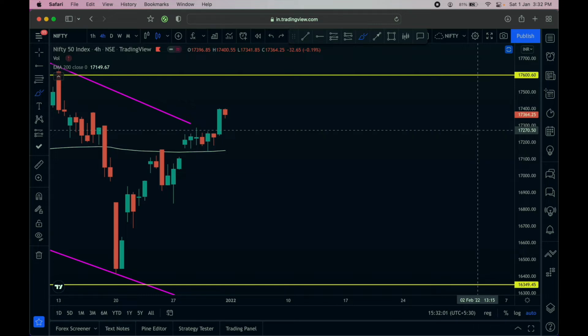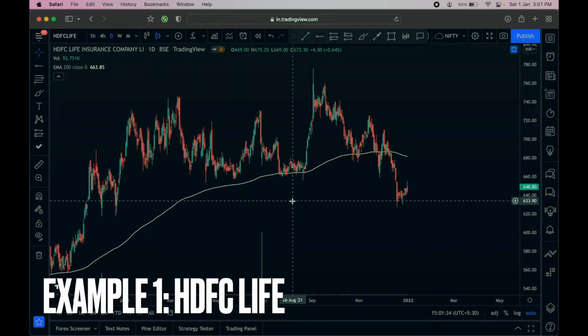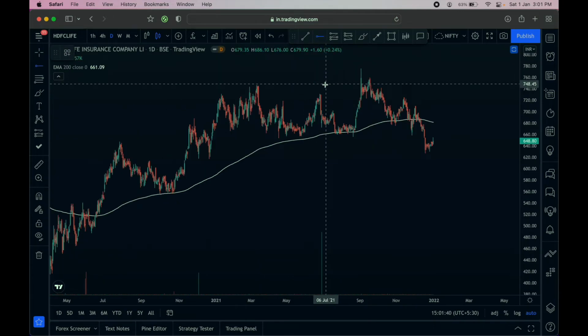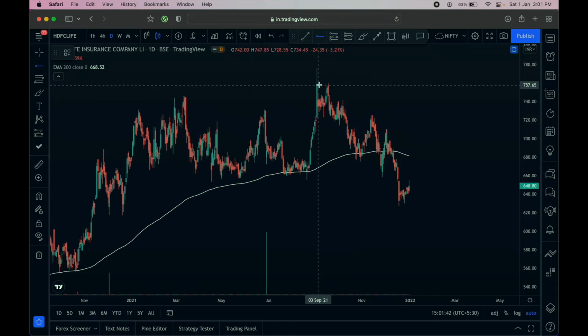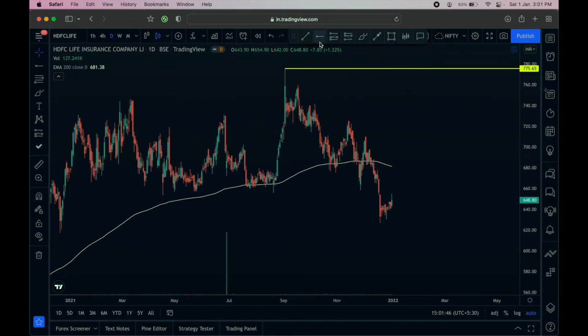Now, let's go over some charts and see how all of this put together looks like. The first example that we are going to be discussing is HDFC Life. So, as I said, mark the obvious swing highs and swing lows. So let's just start with the swing high first. This is the only swing high that I can see right now.